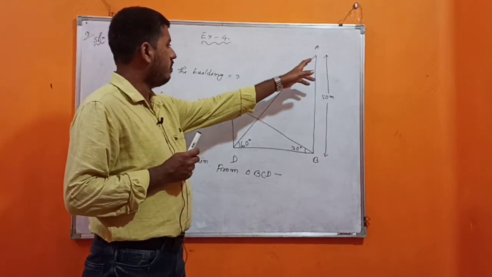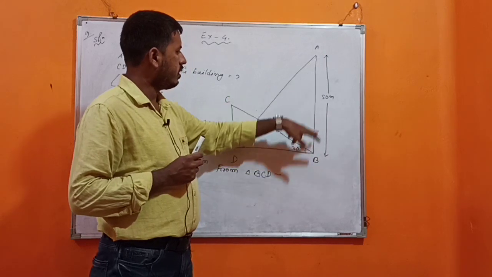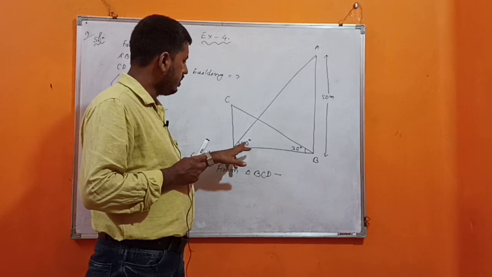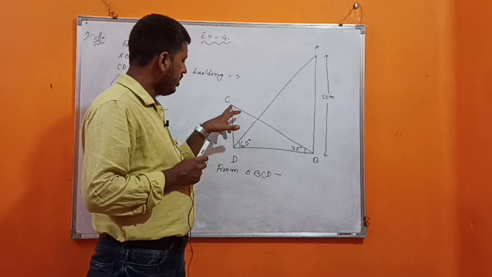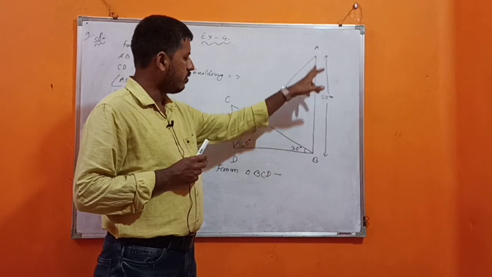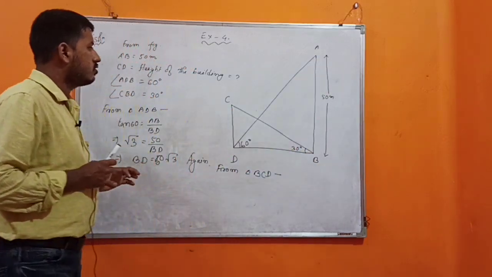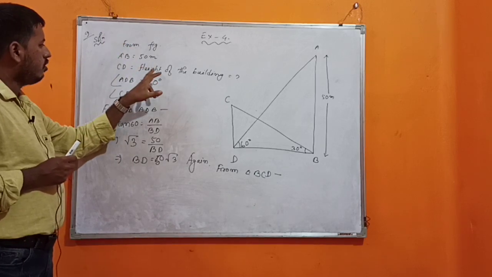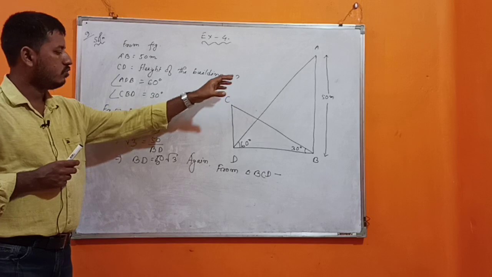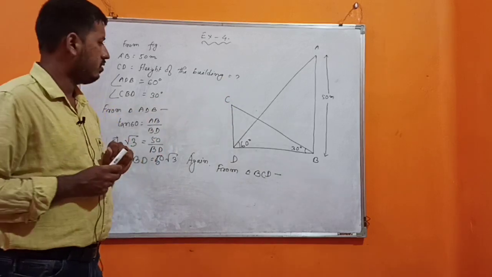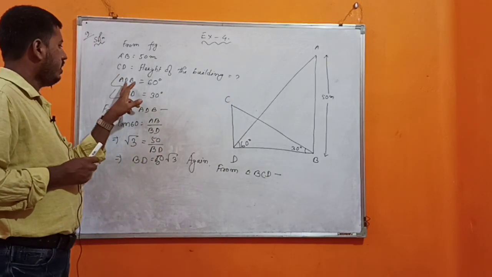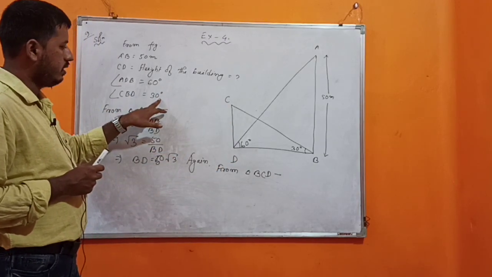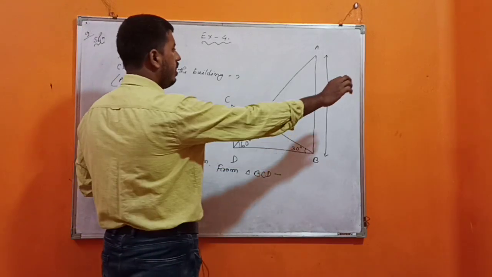So I have written the diagram. AB is the height of the tower, 50 meter, angle of elevation to the foot of the building is 60 degree, and from the top of the building the angle of elevation to the foot of the tower is 30 degree. Okay, so first from the figure AB equal to 50 meter, CD equal to height of the building equal to question mark, as we are going to find the height of the building. And angle ADB equal to 60 degree and angle CBD equal to 30 degree. So first we have considered the triangle.